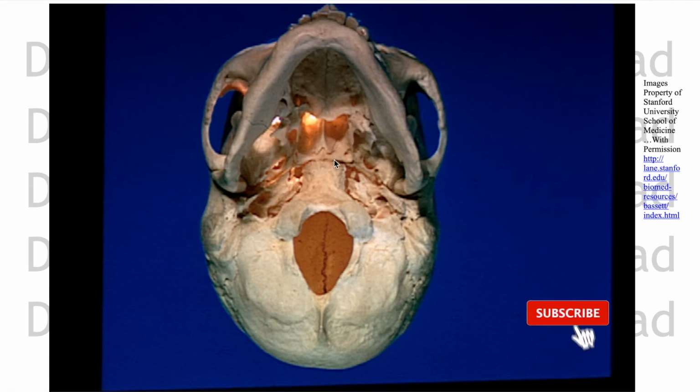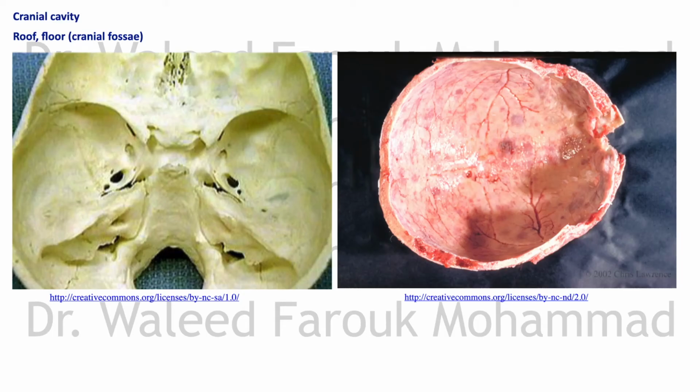Okay, so now after we studied individual regions in the head and neck, it's easy to identify the structures and the features of the skull. From the outside, this is called norma basalis externa, and from the inside, this one is norma basalis interna. Okay?